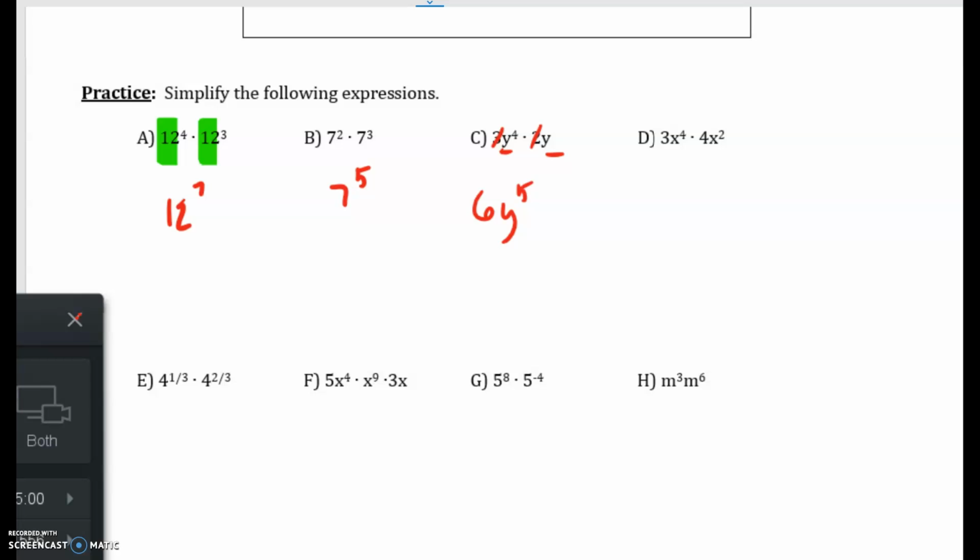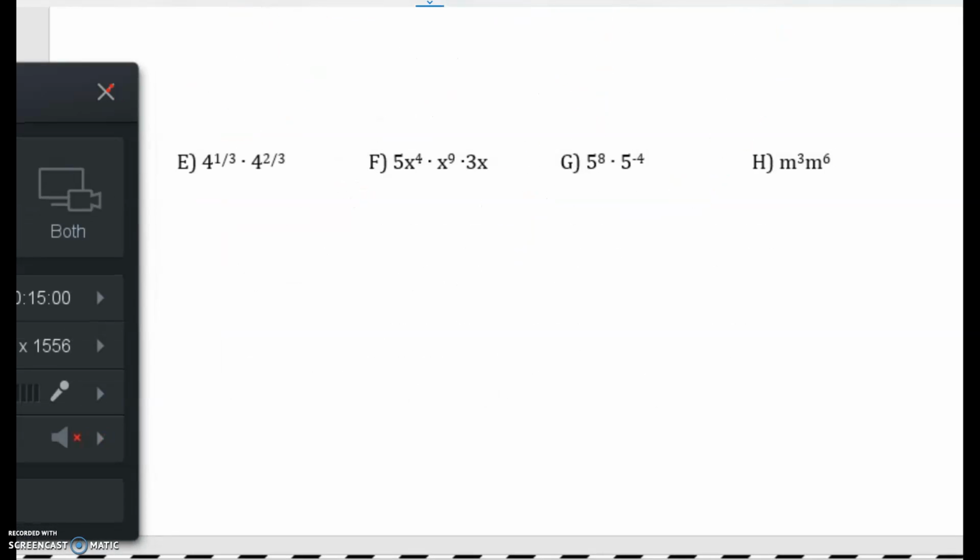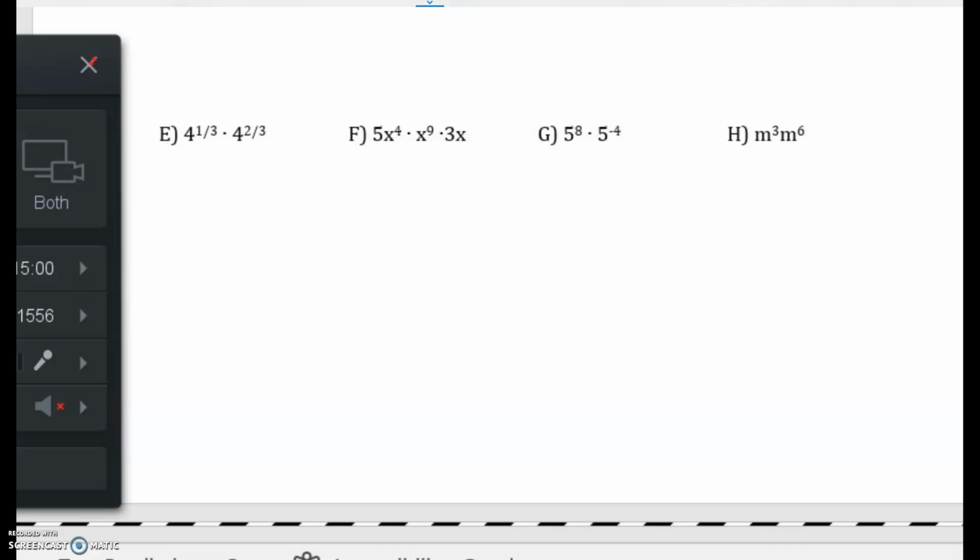Okay, 3 times 4 makes 12. X to the 4th times x to the 2nd makes x to the 6th. Let's move on. Let's go down to the next section.